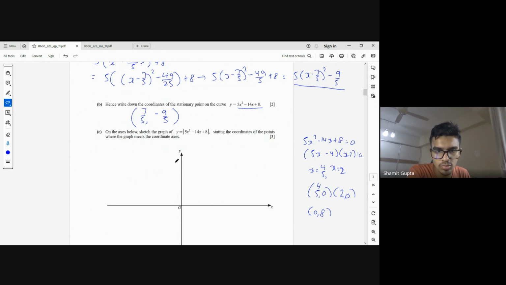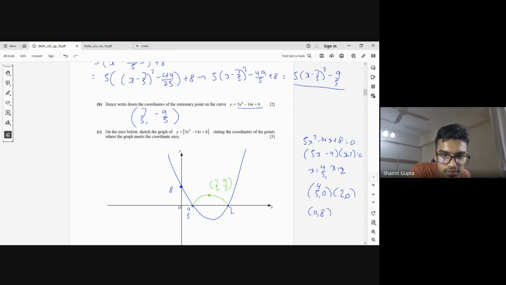Okay, so the normal graph without the modulus will be something like this, where this will be 8, this will be 4 over 5, and this will be 2. But because of the modulus, so let's change color. We actually reflect this upwards like this, where this point will be 7/5 and positive 9/5. Okay, so we can actually erase this part here. Where's the eraser in this? Here. Yeah, that should be your graph.